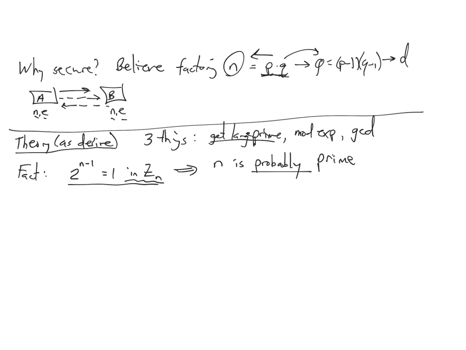And the converse is, if n is prime, then 2 to the n minus 1 is equal to 1 in Z sub n. So that's absolutely true. The converse of that is that if 2 to the n minus 1 equals 1 in Z sub n, then n is prime. That's not quite true, but it's incredibly likely to be true. So we'll take it as sort of true.